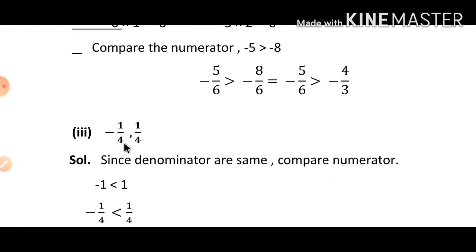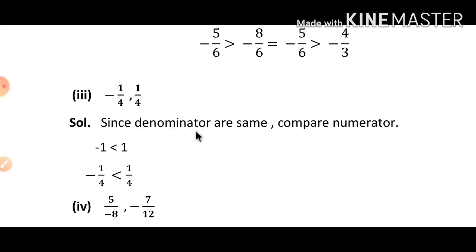Next one, minus 1 by 4 and 1 by 4. Here you can see that your denominators are both equal. Since both have the same denominator 4, we have to compare the numerators. It is minus 1 and 1. So which is greater here? 1 is greater than minus 1. It means 1 by 4 is greater than minus 1 by 4.